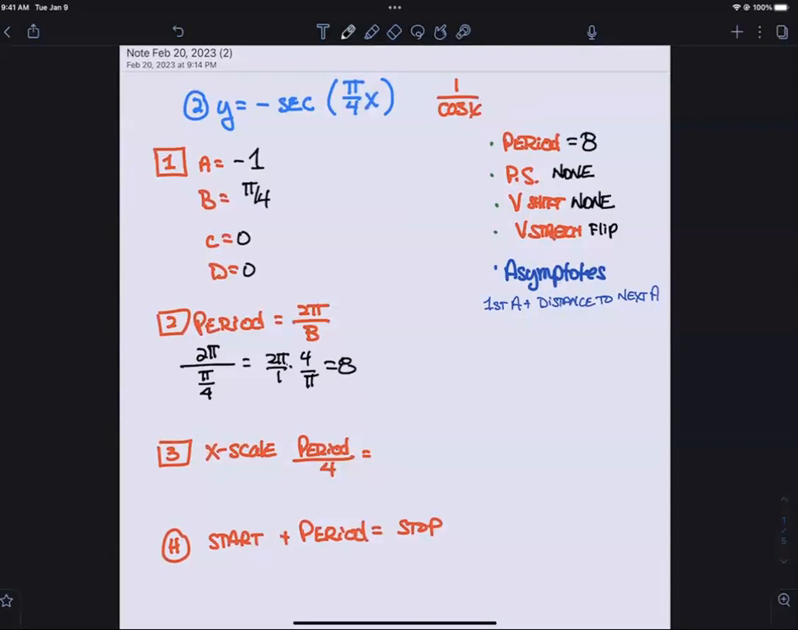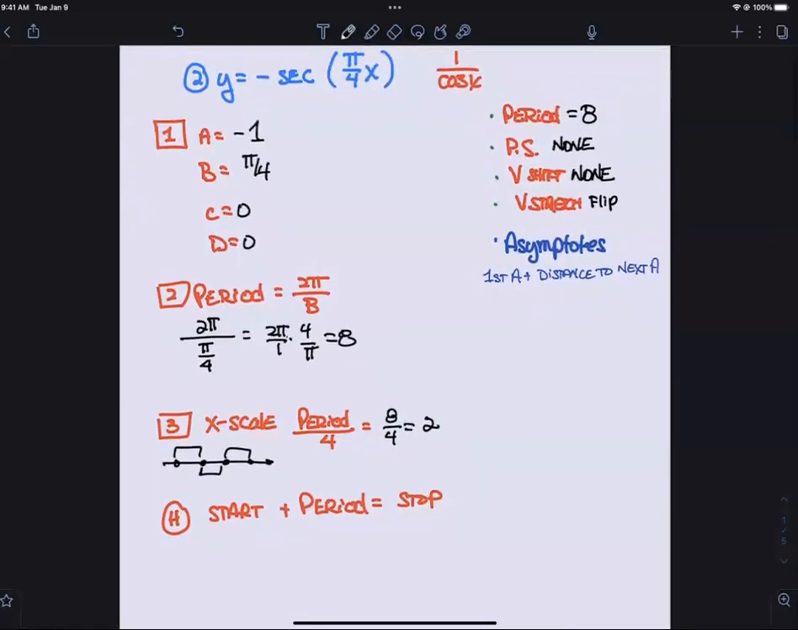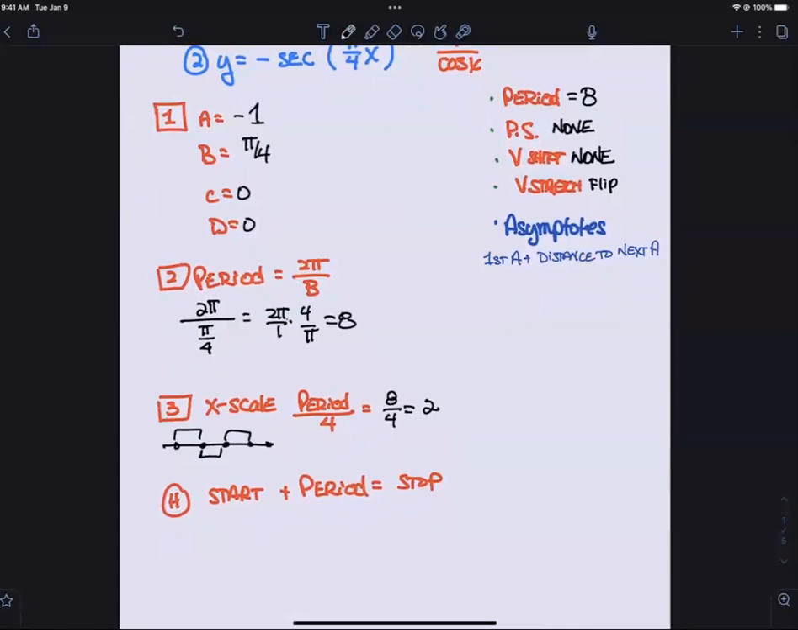I like to do the X scale, and hopefully you'll see in this example why I like to do that. The X scale, remember, is just telling you how far to go when you plot your 5 points, or really how much to count between each one. So here the period is 8. To divide that into 4 equal segments, that means I'm going to count by 2s when I get to the graphing part. And there's no phase shift here, but I still like to identify my starting point and the period so that I know where I'm going to stop. It just helps me make a more accurate graph.